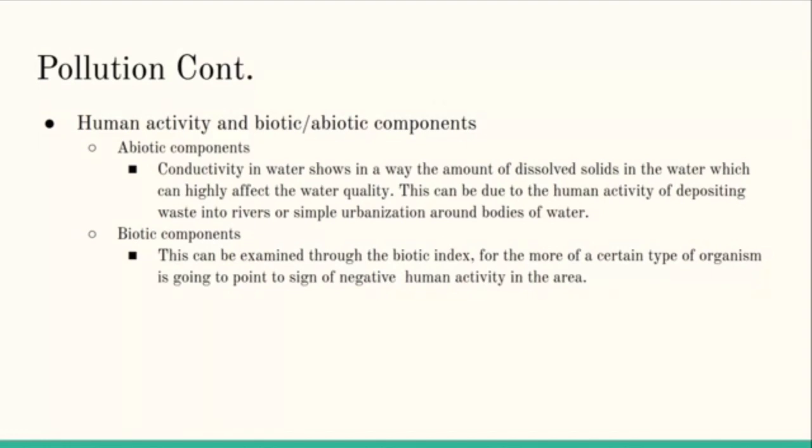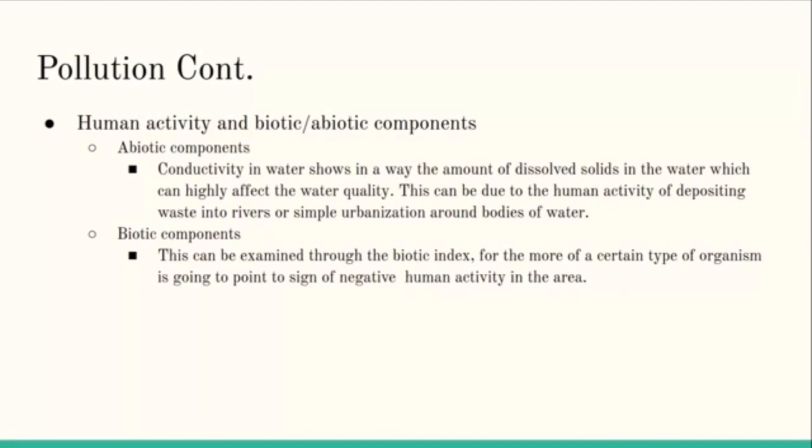The way that we can see biotic and abiotic components and human activity and how they correlate to each other is firstly through conductivity and abiotic components. Conductivity in the water is a way to see the amount of dissolved solids in the water, which can highly affect the water quality. And if there are high levels of conductivity, this can mean that there are high levels of dissolved solids, which can be due to human activity depositing waste into rivers or simple urbanization around the bodies of water, which causes negative eutrophication effects in the water.